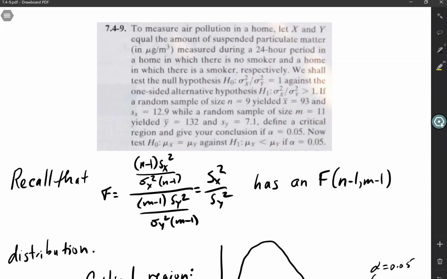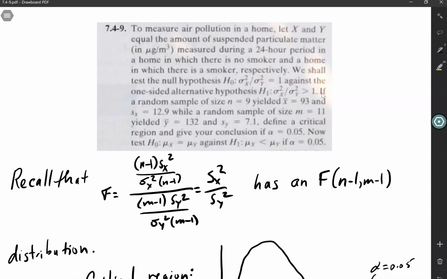So this is problem 7.4-9 in your text. The important part here is that we've got random samples from two populations, X and Y. We've got the mean and the variance information given to us, as well as the sample sizes. And we're testing whether or not the ratio of the variance of X to the variance of Y is 1 versus the ratio is actually greater than 1. So notice in this case it's a one-tailed test.